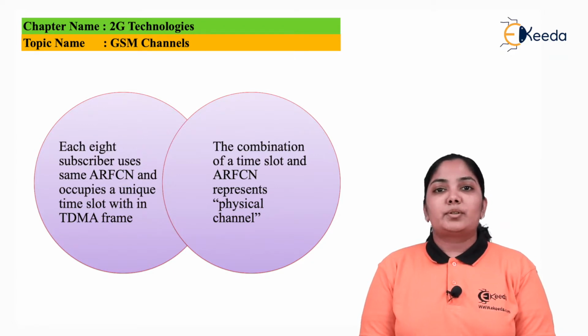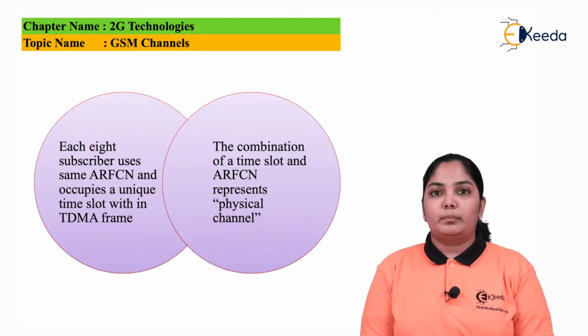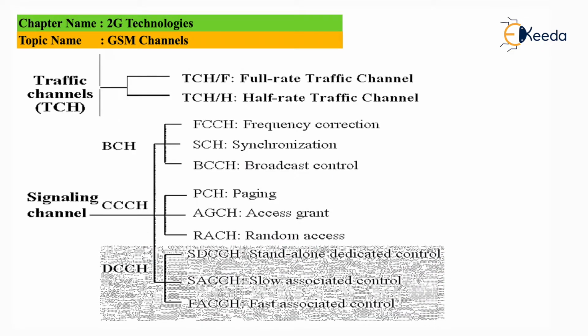All the 8 time slot users on the same channel have the same ARFCN number, which is the absolute radio frequency channel number. As we know, in GSM we have two types of channel. One is called a traffic channel, the other is called a controlling channel or the signaling channel. 95% of the entire spectrum is allocated for the traffic channel, that is voice and data, and 5% is allocated for controlling or signaling.